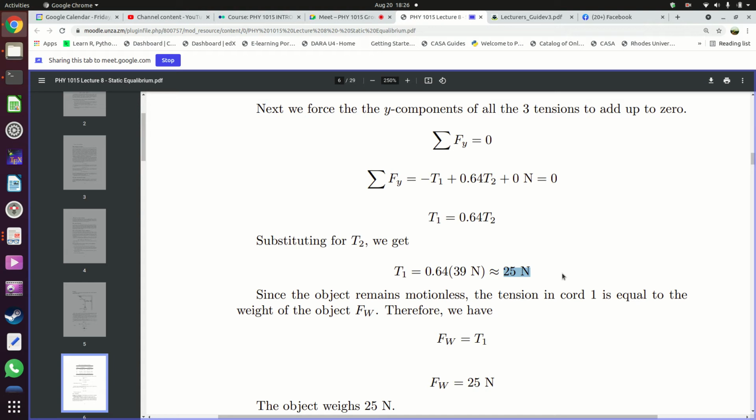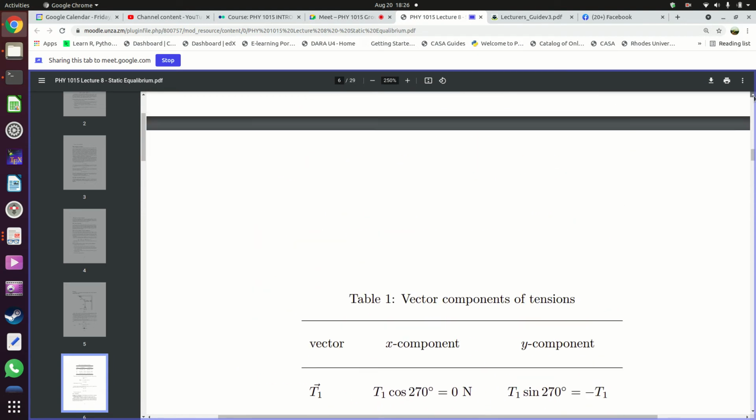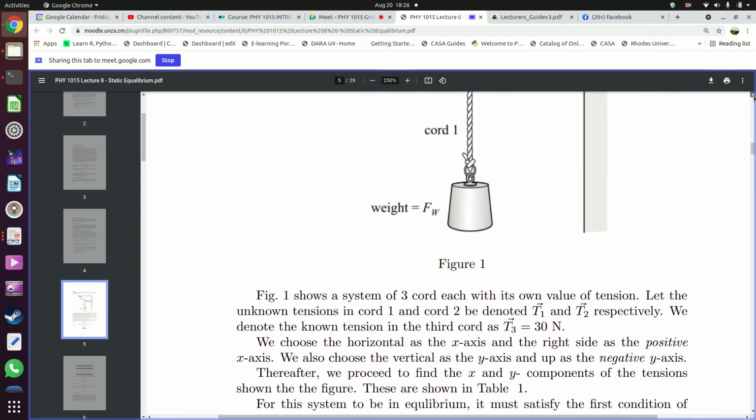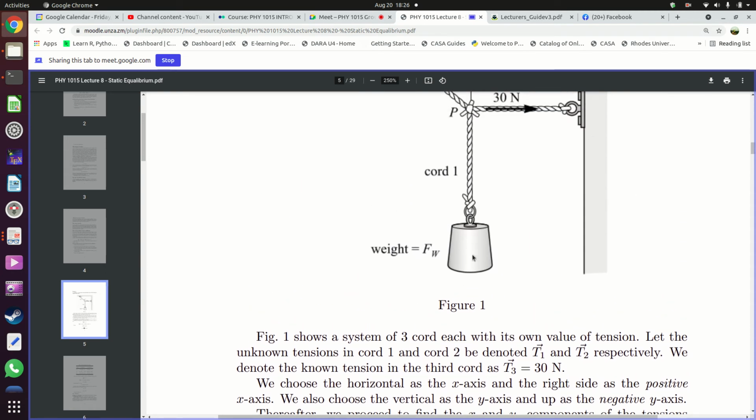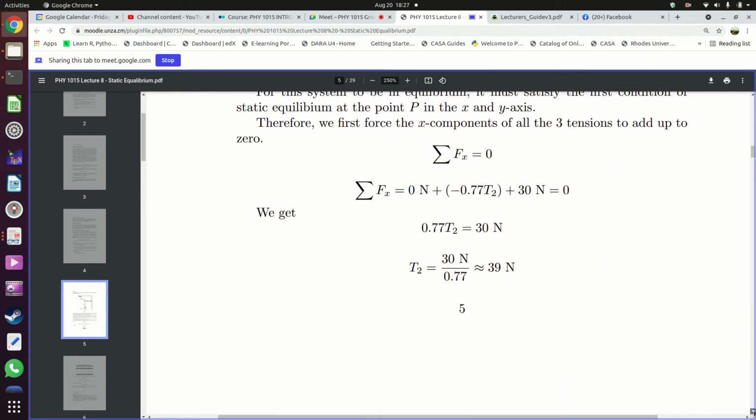Now, this object we're interested in remains motionless. When you have an object hanging, being supported by a rope, and that object does not move, it simply means that the weight of that object is equal to the tension in that rope. So the rope can produce different values of tension depending on how much weight is hanging on it. The tension in this rope, which you have found to be 25, is the same as the weight of the object hanging there. So we conclude that.